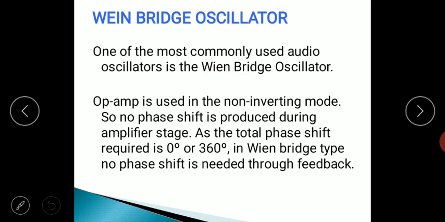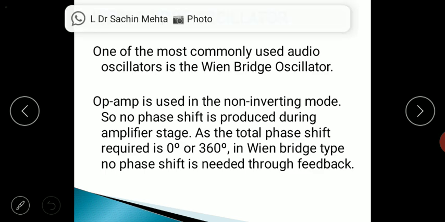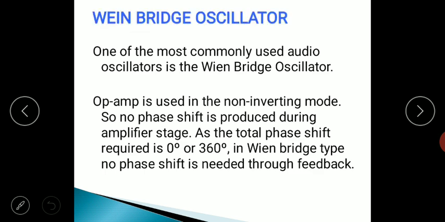So in Wien bridge oscillator, op amp is used in non-inverting mode, so no phase shift is produced during the amplifier stage, and here the total phase shift requirement is again 360 degree, so op amp is not producing any phase, so the feedback network or the feedback circuit that you are using should also give you a phase difference of 0 degree, so that the total phase shift around the loop becomes 0 degree, and that is the principle of Wien bridge oscillator.